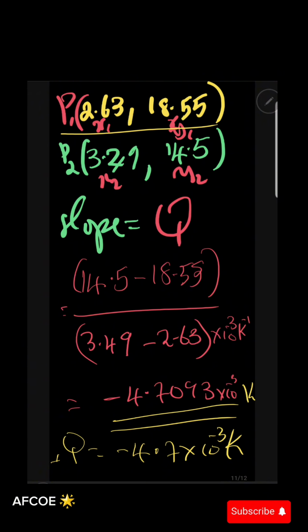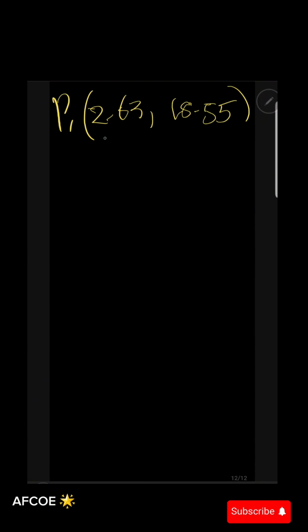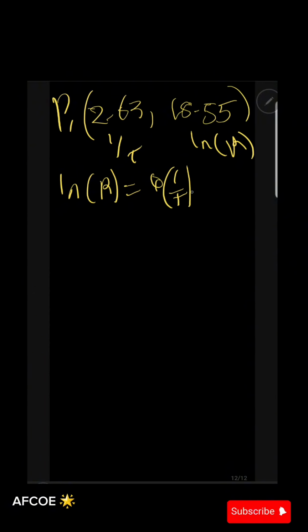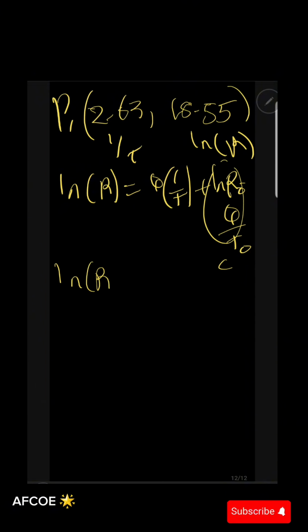Okay, now having that, we know that this is associated with our 1 over T, and this is our ln R. Remember, we have our equation that ln R is equal to Q into 1 over T plus ln R naught minus Q on T naught. So now I can just call all of these quantities to be C. So now we are having ln R will be equal to Q into 1 on T plus C. Right, where C is simply ln R naught minus Q on T naught.